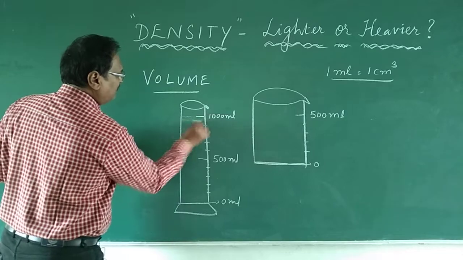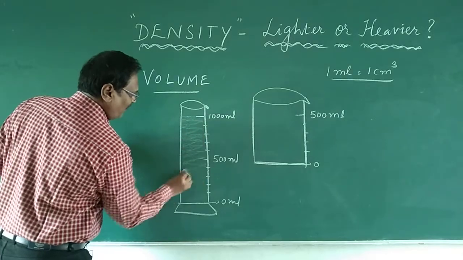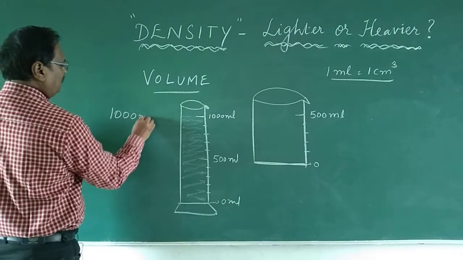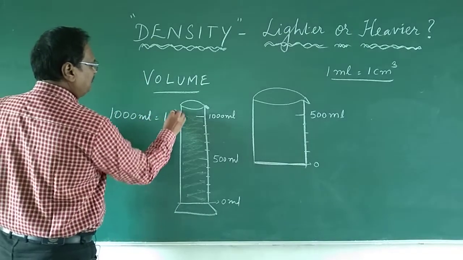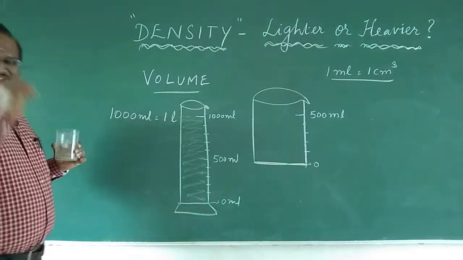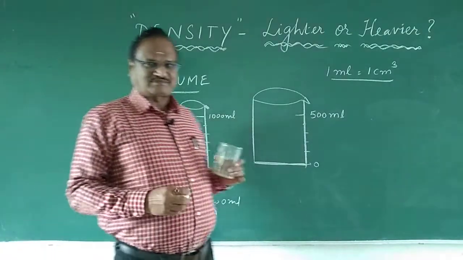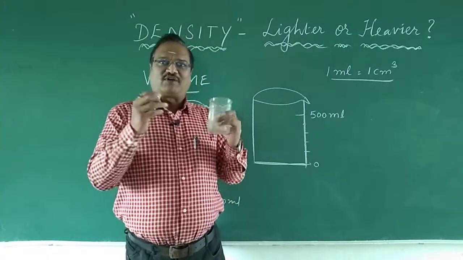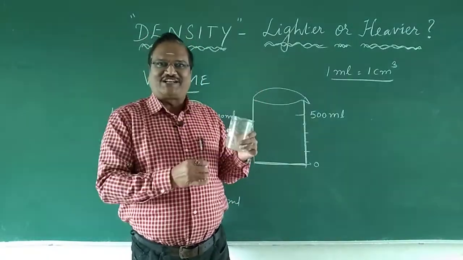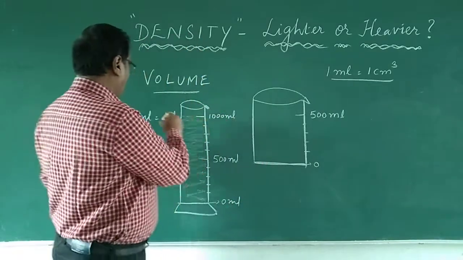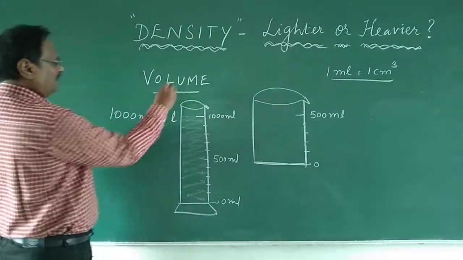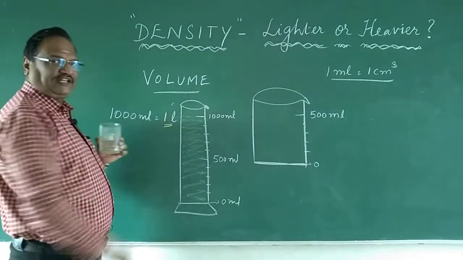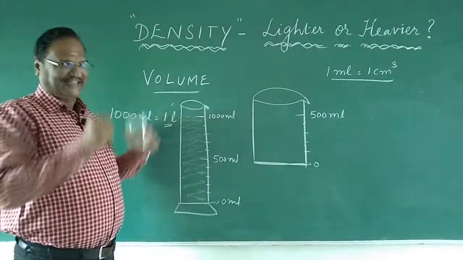You can take water in this, and 1 liter of water. What is 1000 ml? 1000 ml is equal to 1 liter. You purchase oil, for example, sunflower oil. On the sunflower oil packet, they would have written 1 kilogram oil, but in ml a little different value will be there. So 1 liter oil, you purchase it in the packet, right?